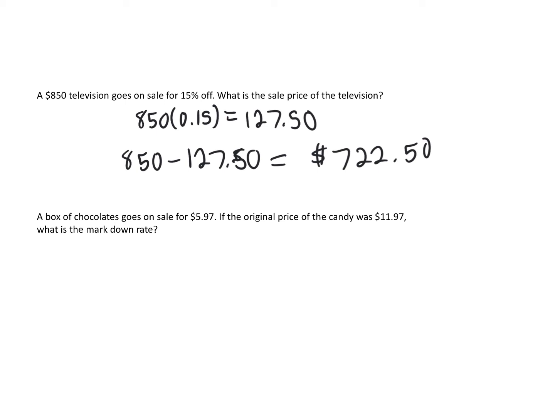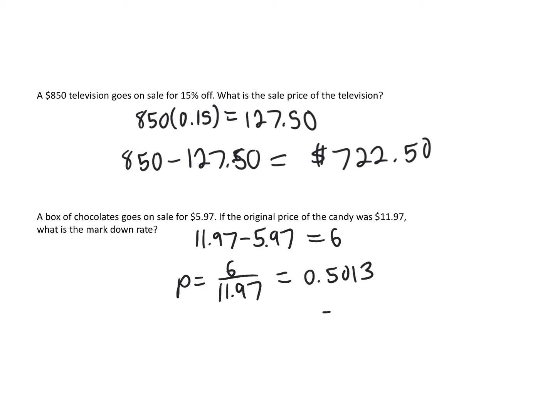Here, next example, we have the sale price and the original price, but we want to know how much markdown that was. So we're going to have to do the 1197 minus the 597, which is 6, and then the percent will be 6 over 1197, which ends up being about 0.5013 or 50.1%. Now, this last example kind of leads into my next application, which is percent change. We could have done this using the percent change formula, and it would have worked out just the same.